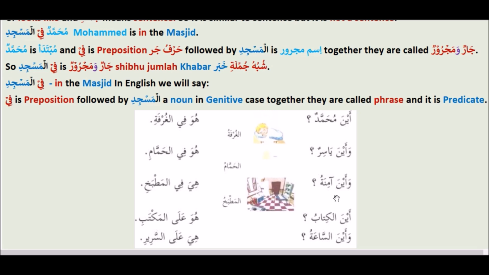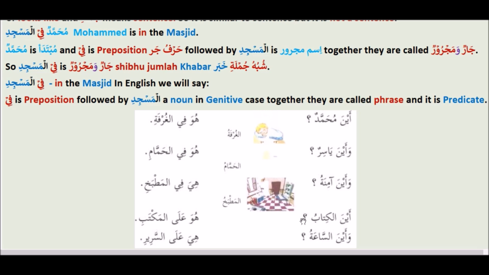Wa aina Amna, where is Amna? Hiya fil madbakh. Here hiya is the pronoun for female, singular, third person. Fi harfu jar, madbakhi jarun wa majrurun. This is kitchen. She is in the kitchen. Fi al-madbakhi jarun majrurun shibhu jumla khabar. Repeat it again and again. Then we will understand everything, inshallah.